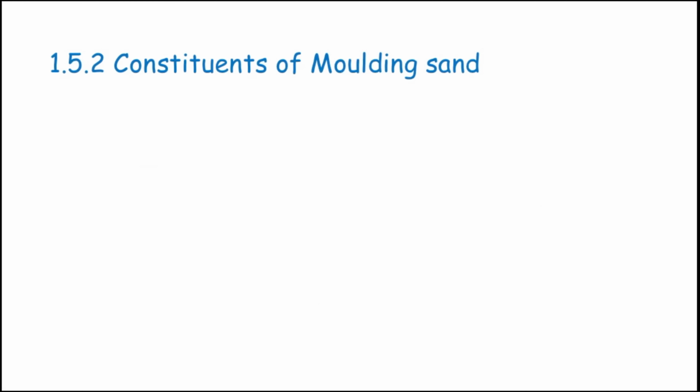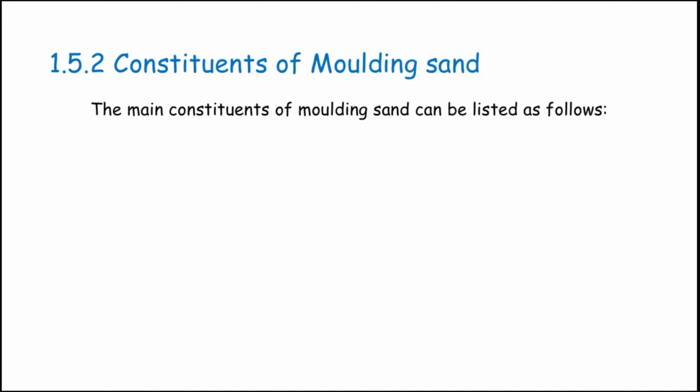And now we are going to see the constituents of molding sands. The main constituents of molding sands are listed as follows: sand, binder, additives and water. So these four items are the main constituents of molding sands. Now we are going to see them one by one briefly.